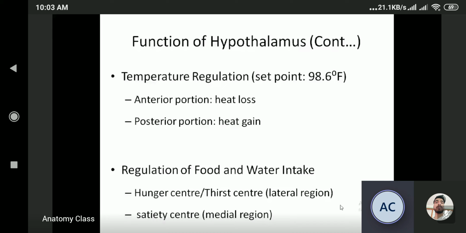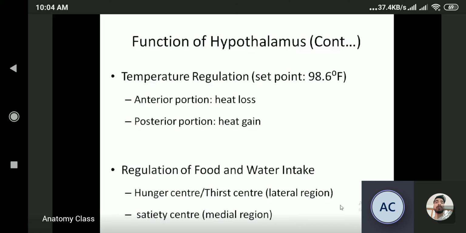And similarly, like in the autonomic control, the anterior portion of the hypothalamus is responsible for the heat loss mechanism, which is required when the body temperature increases, so to maintain thermoregulation, one has to go for the heat loss mechanism. Okay, the posterior portion of the hypothalamus is responsible for the heat gain mechanism. Okay, are you people clear about this?